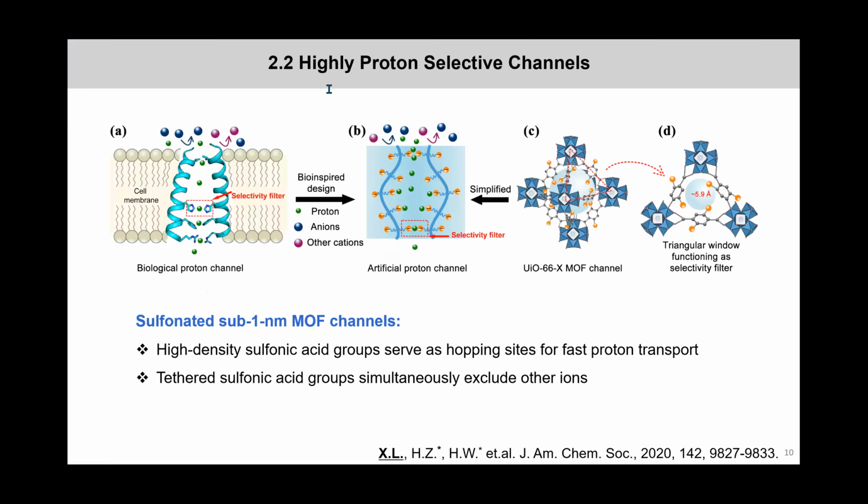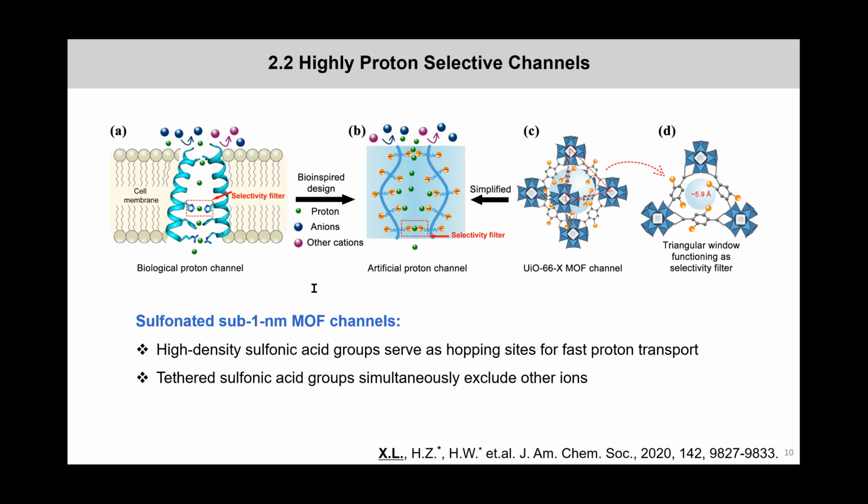The second one is the proton selective channel. Inspired by the biological proton channel, artificial proton channels were prepared by introducing the sulfonic acid groups as the selective filters in the UiO66 MOF channels. The high-density sulfonic acid groups in the sub-1 nanometer MOF channels can serve as hopping sites for fast proton transport and simultaneously exclude other cations.